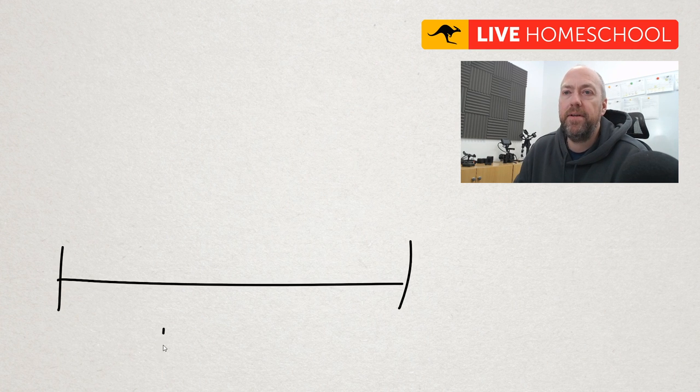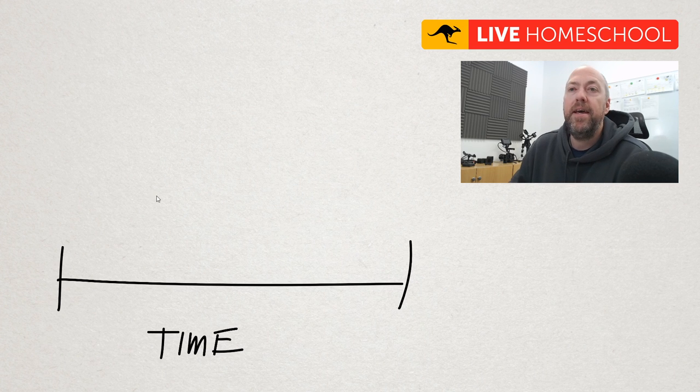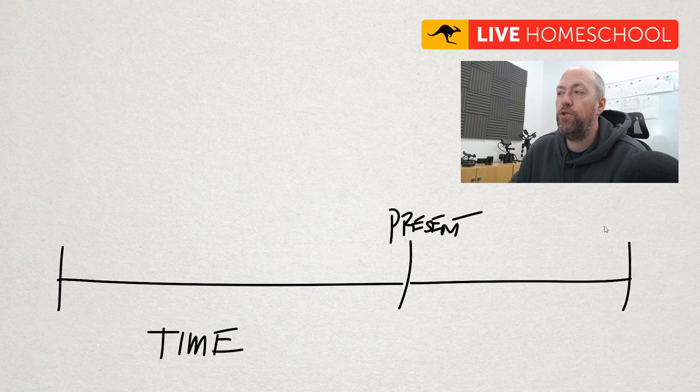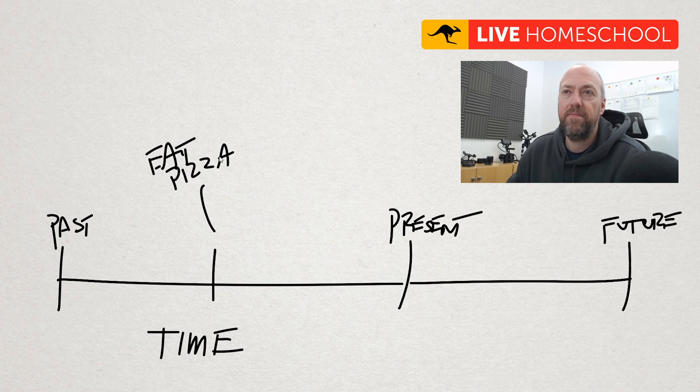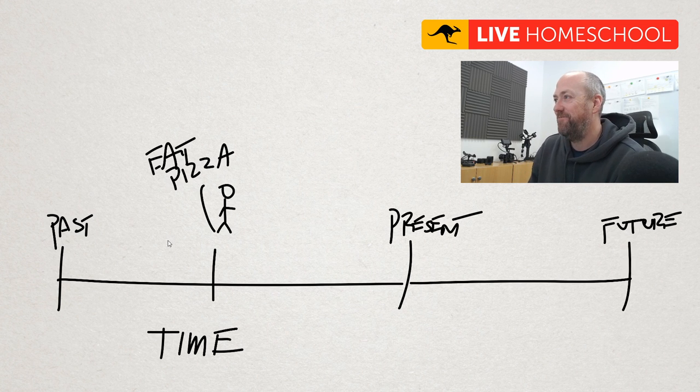Okay, so if we draw time here like this, here is the present. And here's the future. And then we have the past. Now imagine that something happens here. What happens here? You eat pizza. Okay, great. Here's you in the past eating pizza, right?